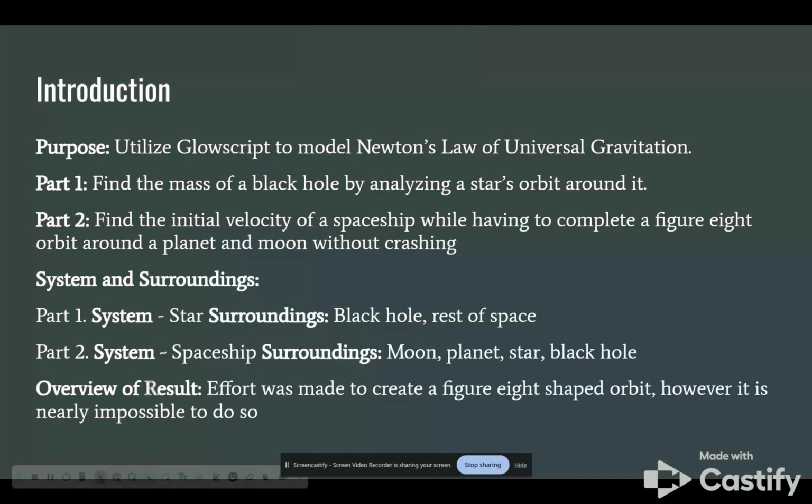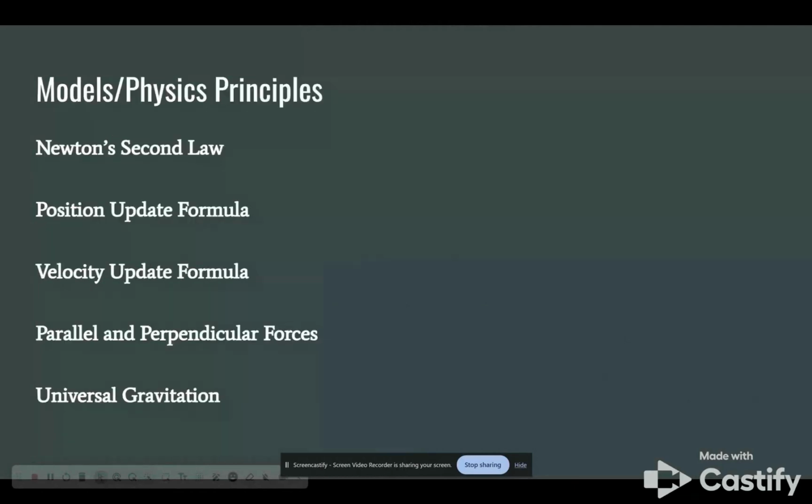For the overview, an effort was made to create a figure 8 shaped orbit, however it's nearly impossible to do that. The models and principles I used for this experiment were Newton's second law, the position update formula, the velocity update formula, parallel and perpendicular forces, and universal gravitation.